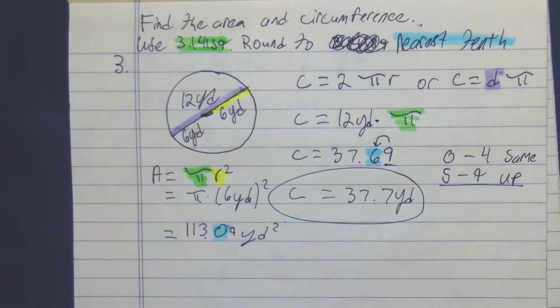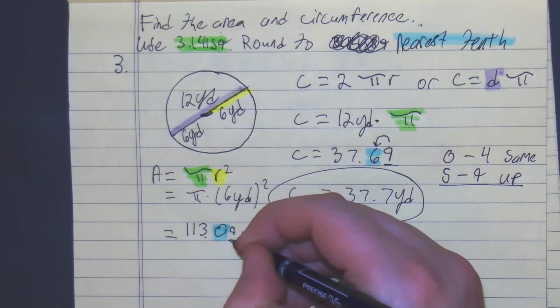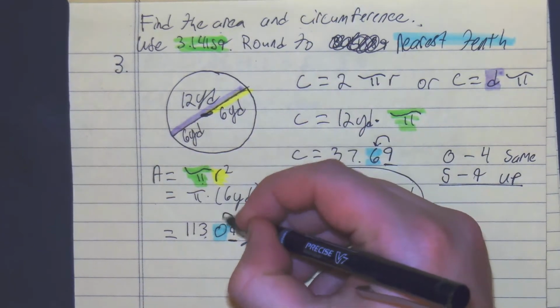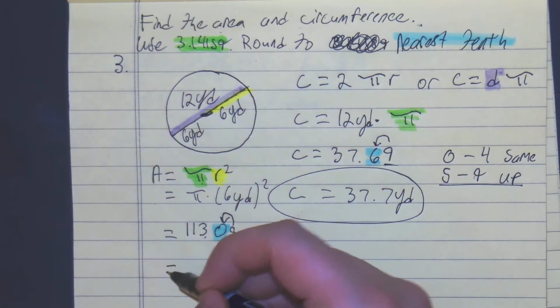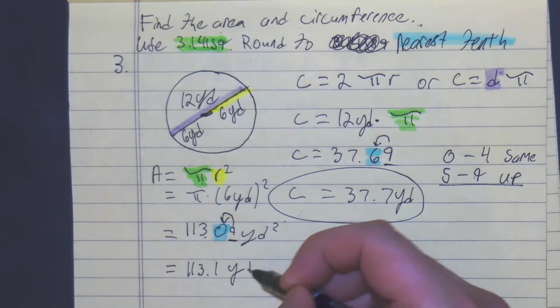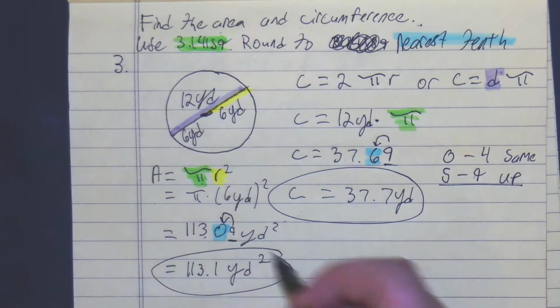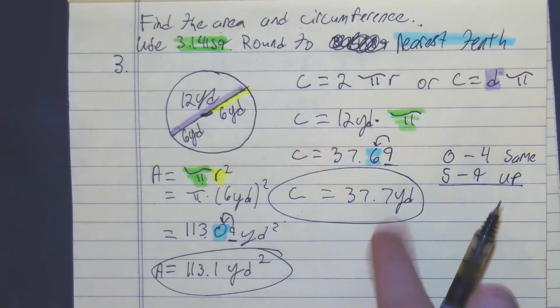Our tenth place is right here. And that's a pretty bad looking 9, but the 9's right here. This 9, since it's within the 5 through 9 range, it's going to round it up. Therefore, our answer is 113.1 yards squared. So this is our area and circumference answer.